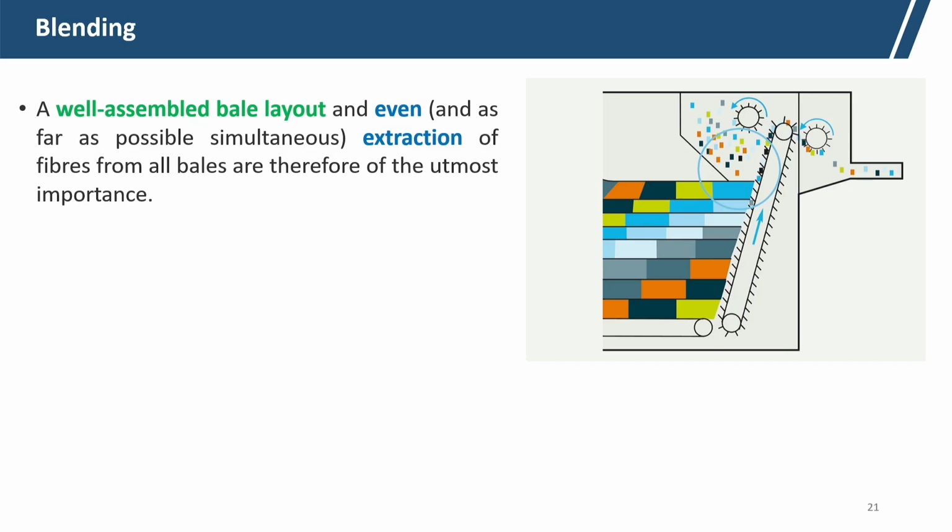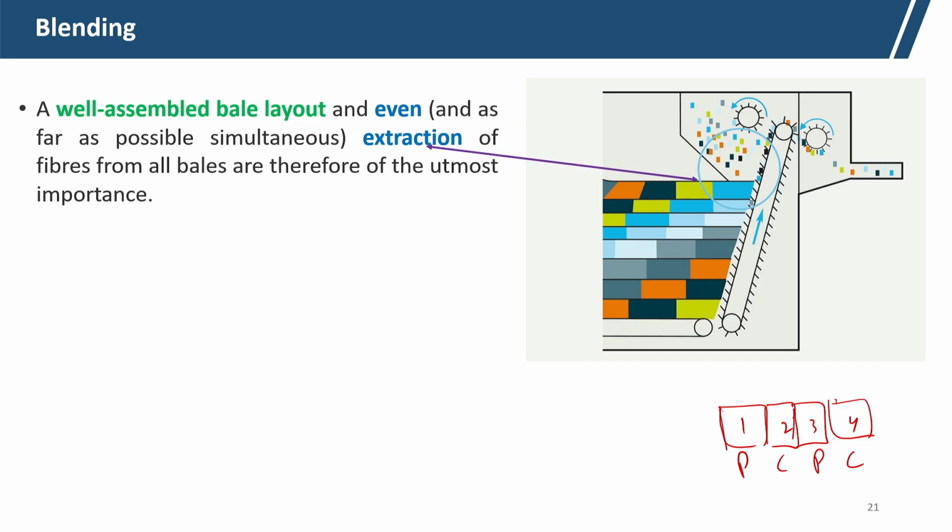So, well assembled bale layout. If we actually assemble the bale layout, this is bale 1, bale 2, bale 3 in this way. If we can arrange the bales in a certain fashion, 1, 2, 3, 4, and depending on this being polyester, cotton in this fashion, then there we can get the proper blending.